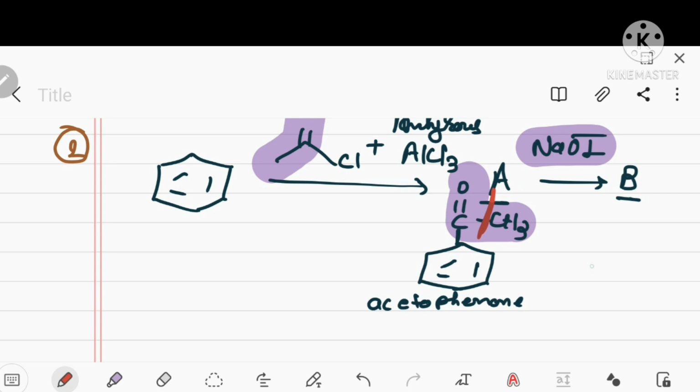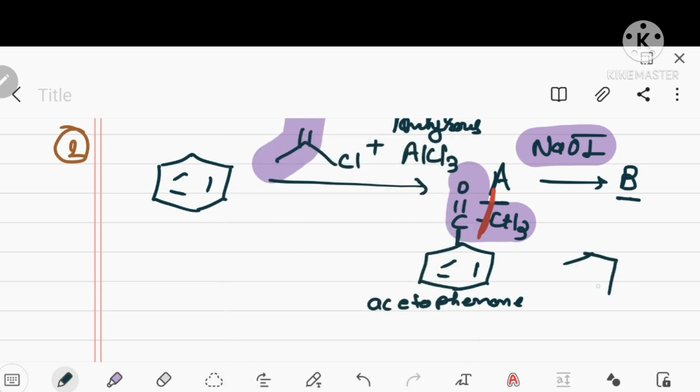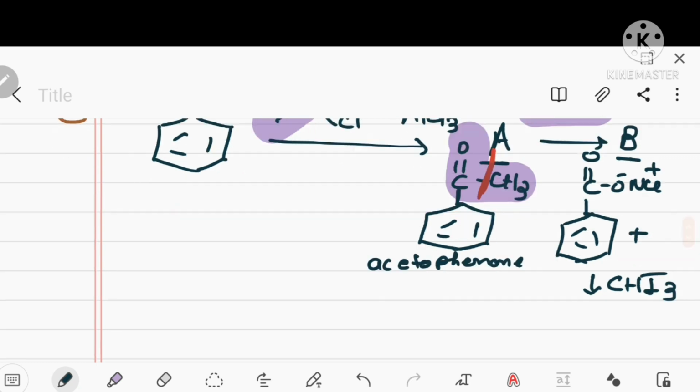Then B is the salt of benzoic acid, because it is oxidized, and the other compound is CHI3, iodoform, which is a yellow precipitate.